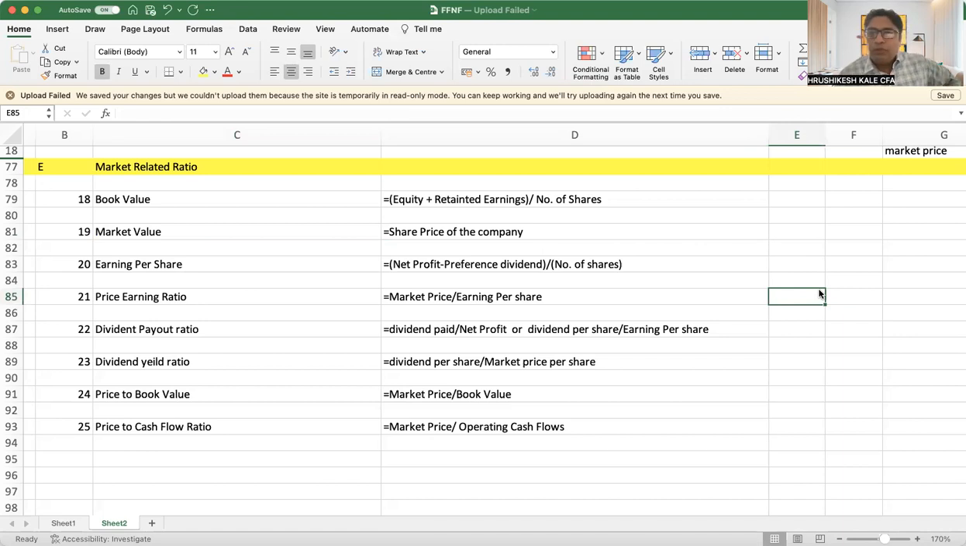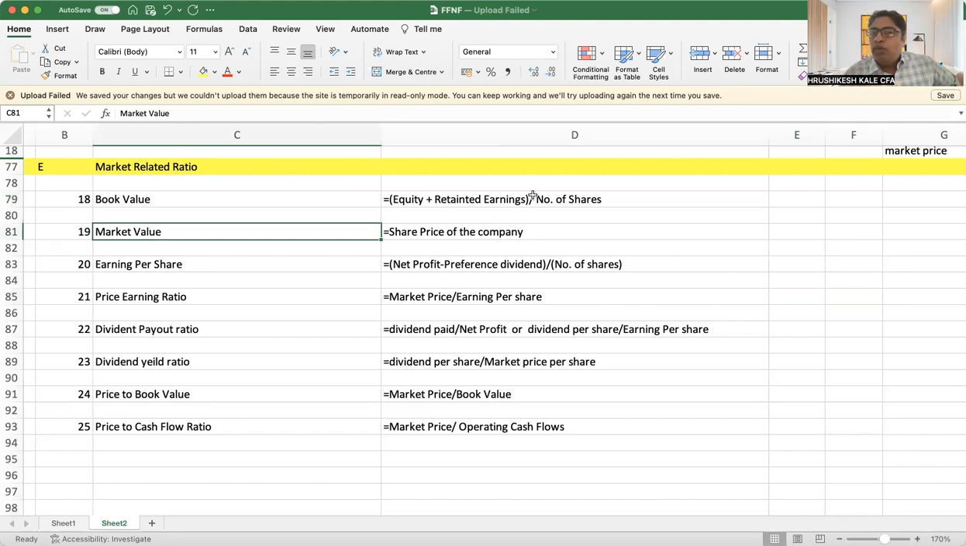And the last types of ratios are market-related ratios. Now, these ratios are linked with market price. These ratios are linked with dividends which the company pays. In order to understand the following ratios, like price earning ratio, dividend yield ratio, price to cash ratio, we need to understand two types of ratio first. First is book value and second is market value.